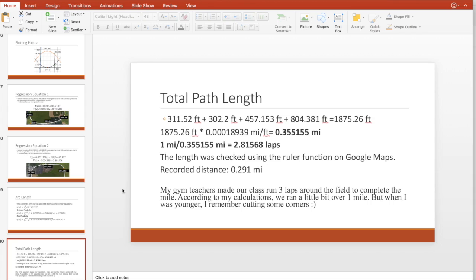I then calculated the amount of laps needed to complete 1 mile by dividing 1 mile by 0.355155 miles to find that you'd have to run about 2.8 laps in order to run a mile around this field. So my gym teachers had made our class run 3 laps around the fields to complete the mile. According to my calculations, we ran a little bit over 1 mile each class. But when I was younger, I remember that I might have cut some corners, so I probably ran approximately 1 mile during my gym classes.